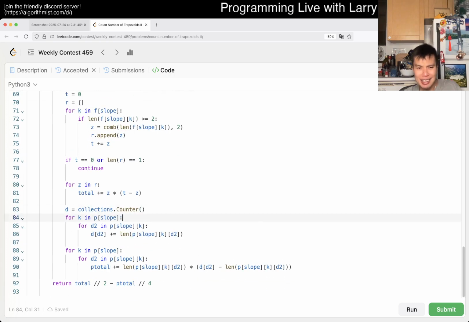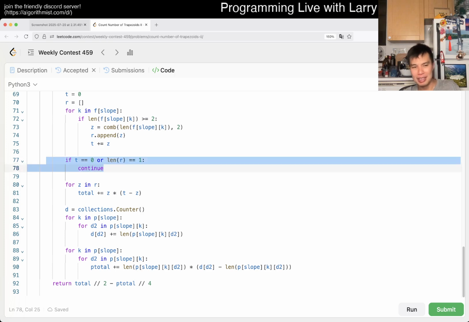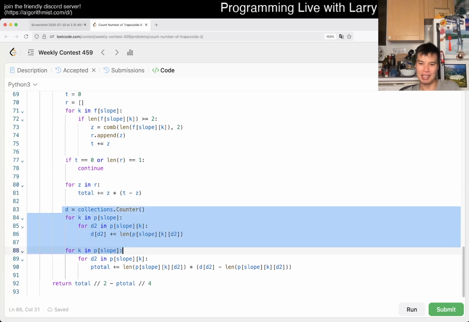And then p total is just the parallelogram total, and this is the way that we have it here. I also have an early termination. This just means that it has 0 contribution to the answer, because either we have 0 or the length is 1, so that means that you only have one side, so the answer is also 0. So you skip doing this part.